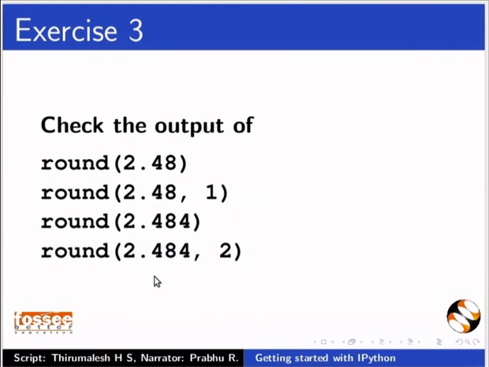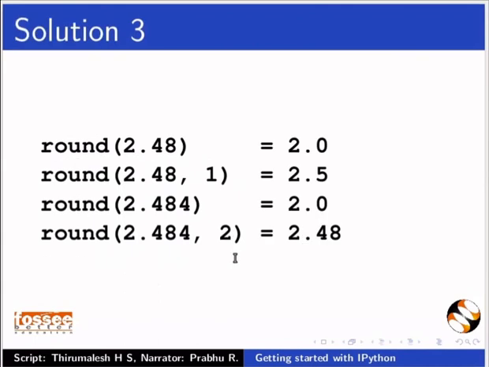Check the output of round(2.48), round(2.48, 1), round(2.484), round(2.484, 2). We get round(2.48) is equal to 2.0, round(2.48, 1) is 2.5, round(2.484) is 2.0, round(2.484, 2) is 2.48, which are what we expect.